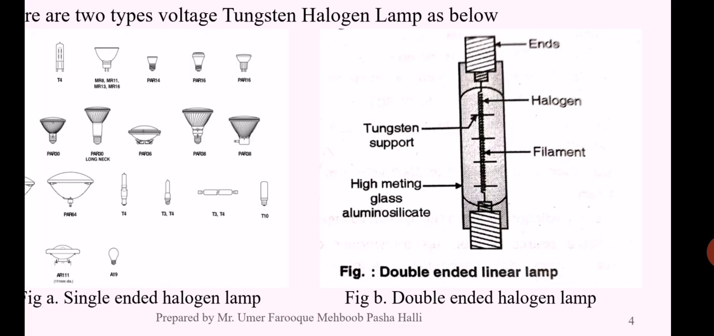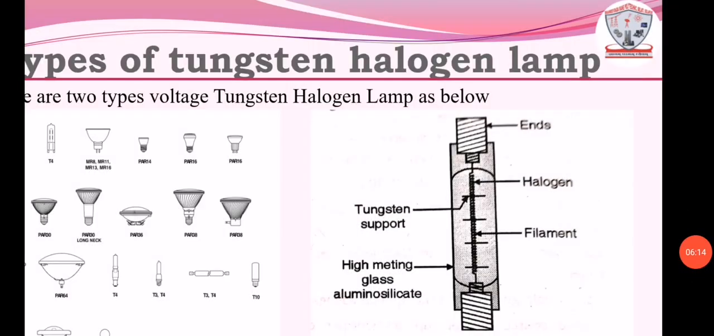The advantages of the halogen lamp are that it is available in miniature size, single ended or double ended, with no blackening of the lamp. It has a higher lumen output, about 22 to 33 lumens per watt, a high operating temperature, and a longer life of approximately 2000 hours. It is available in various sizes.